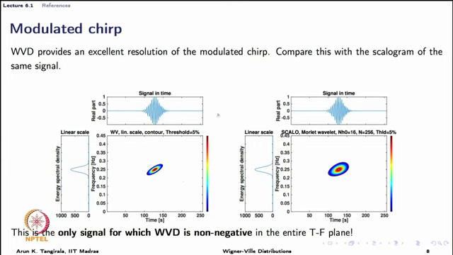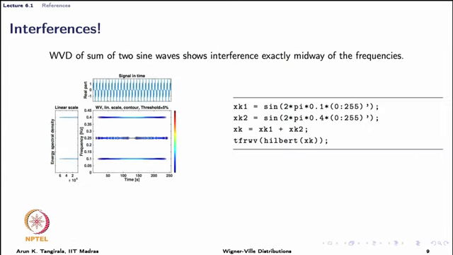Now, the second speciality of this modulated chirp in the context of Wigner-Ville is that this is the only signal for which Wigner-Ville is non-negative in the entire time frequency plane. Great. So, we have a lot of things to boast about Wigner-Ville, but now you have this beast called interference.